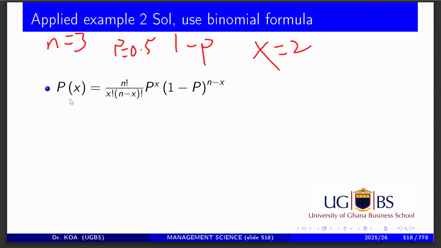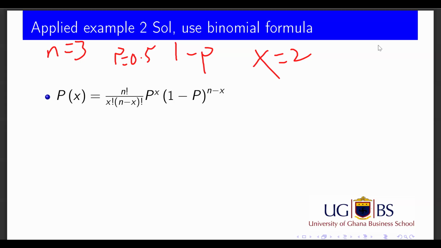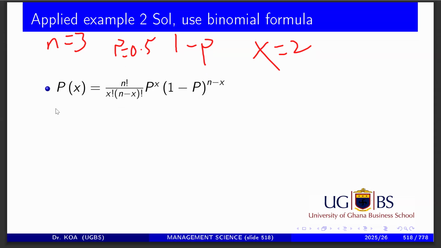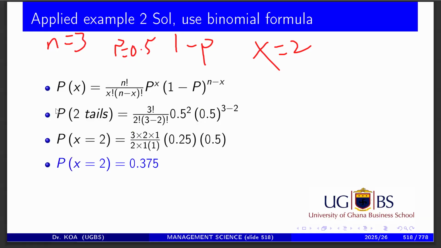We are talking about the probability of exactly 2. Substitute and tell me your answer. 0.375, which is 3 out of 8. That's your final answer. Yes, please. Very good. That's fine. 0.375. Are you all clear with that?